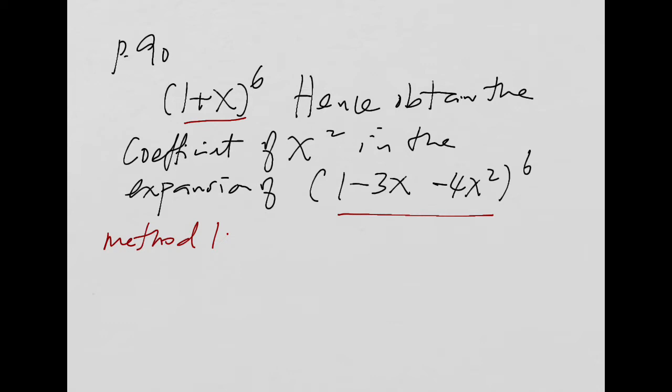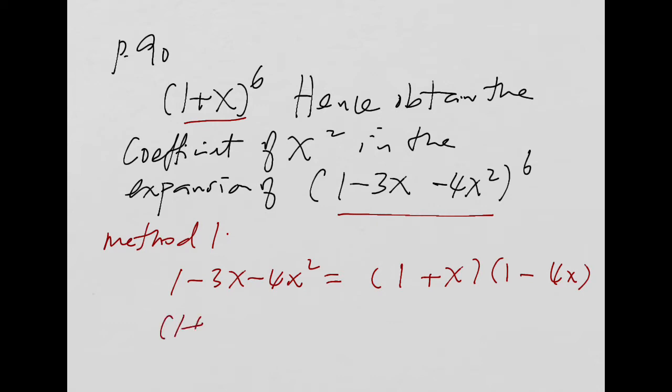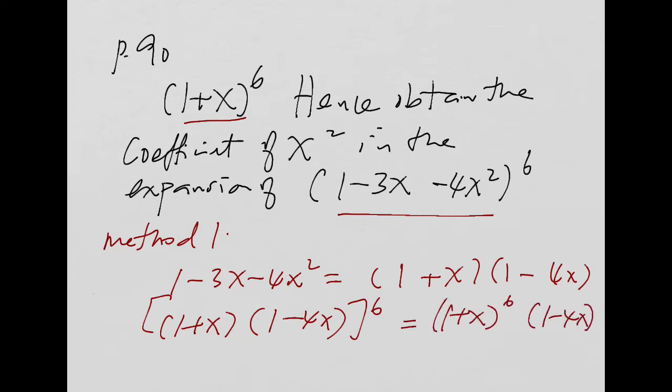Okay, so 1 minus 3x minus 4x squared, you can factorize that into what? (1 + x) and (1 - 4x). Okay, so you can factorize that. So when you factorize this thing, it will give you this, right? So then you multiply these two terms into this thing.